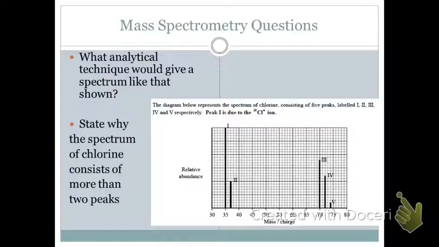So here's some questions you guys could see on the AP exam. What type of analytical technique would give a spectrum like that shown? Your answer would be mass spectrometry.